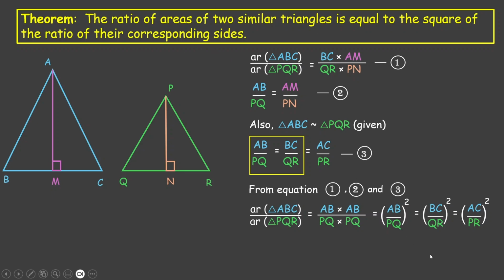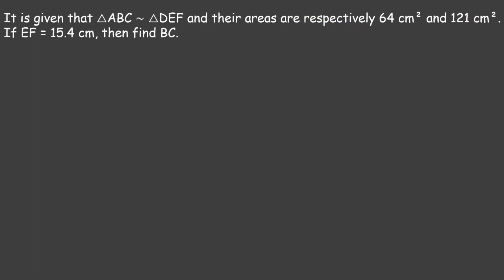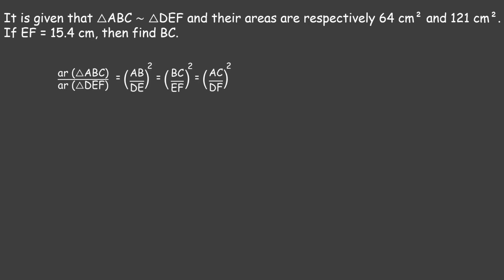Now let us look at one example. It is given that there are two triangles ABC and DEF which are similar, and their areas are 64 centimeter square and 121 centimeter square respectively. EF is 15.4 centimeter, then we need to find BC. Now we have seen that the ratio of areas of similar triangles is equal to the square of the ratio of the corresponding sides. Since EF is given and we need to find BC, we are concerned with only this part, right?